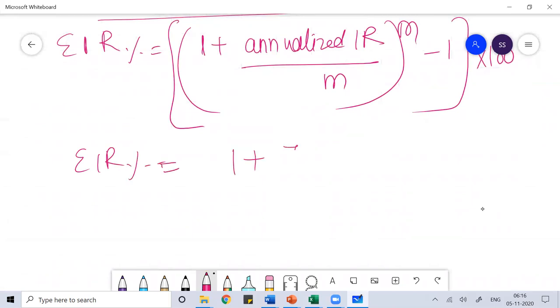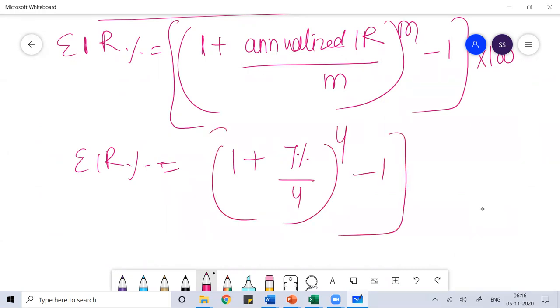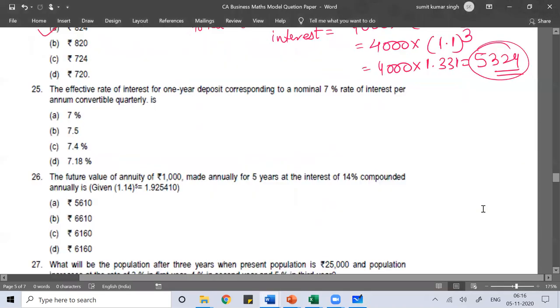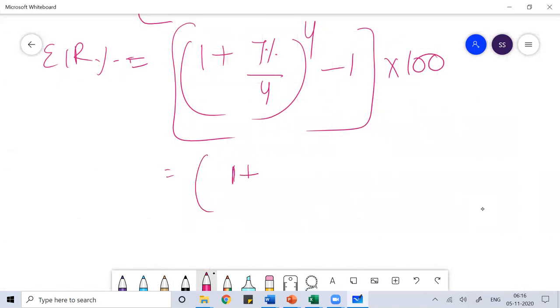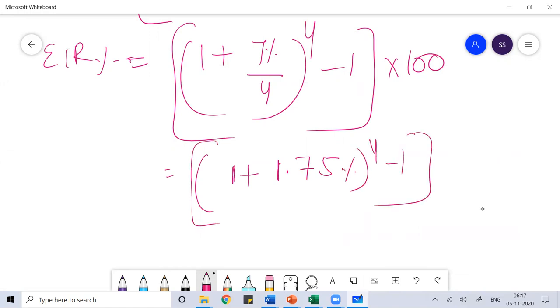So the annualized interest rate is 7% and it is compounded quarterly. Quarterly means in 1 year you're calculating 4 times. So you can find this value. This is 1 plus 7 by 4. What is 7 by 4? 1.75%, so 1.0175 to the power 4 minus 1, into 100.